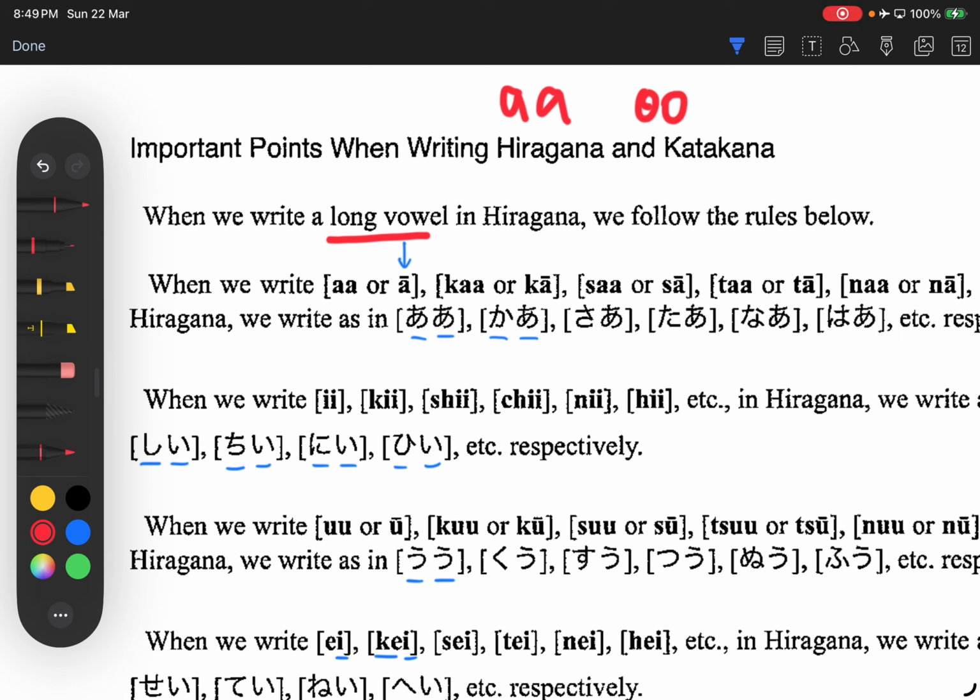So it's like A, ka, sa, ta, na. Okay? So basically just drag out the A sound, drag the A sound longer, right?